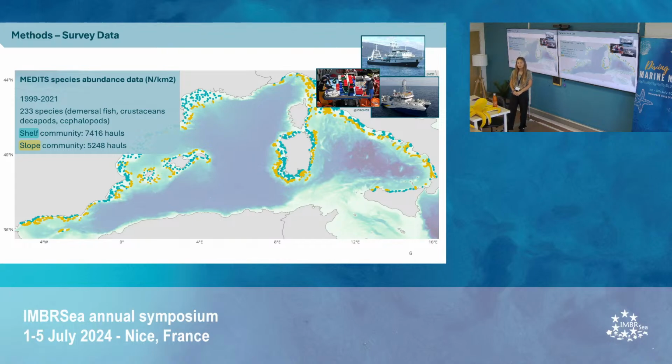I used species abundance data from the Mediterranean International Trawl Survey, also called MEDITS, which covers the period from 1999 to 2021, and is coordinated across the whole West Med. So this is a super valuable program for us because it's a large and consistent data set. We selected the 233 most prevalent species that include demersal fish, decapods, and cephalopods. And this resulted in 7,416 hauls in the shelf, in the blue, and 5,248 hauls in the slope.